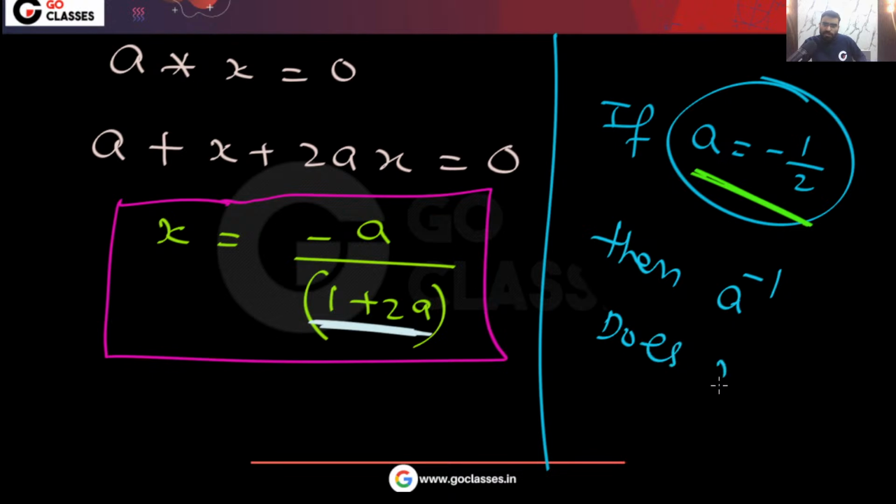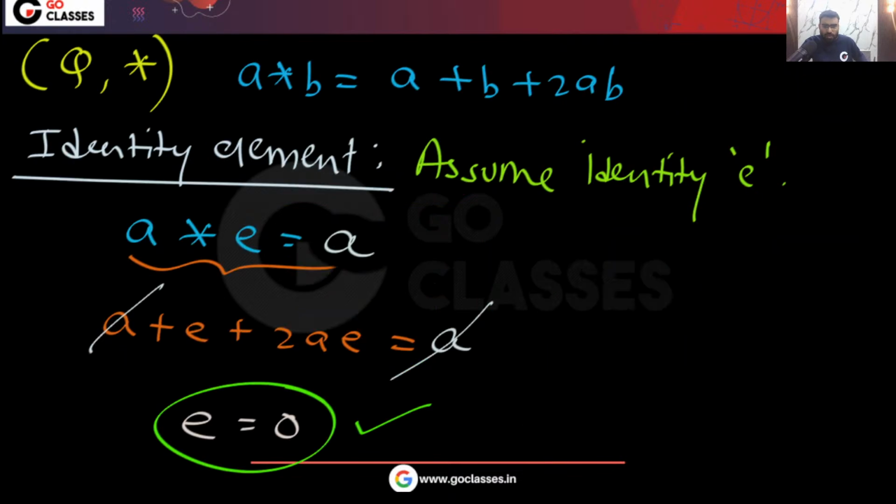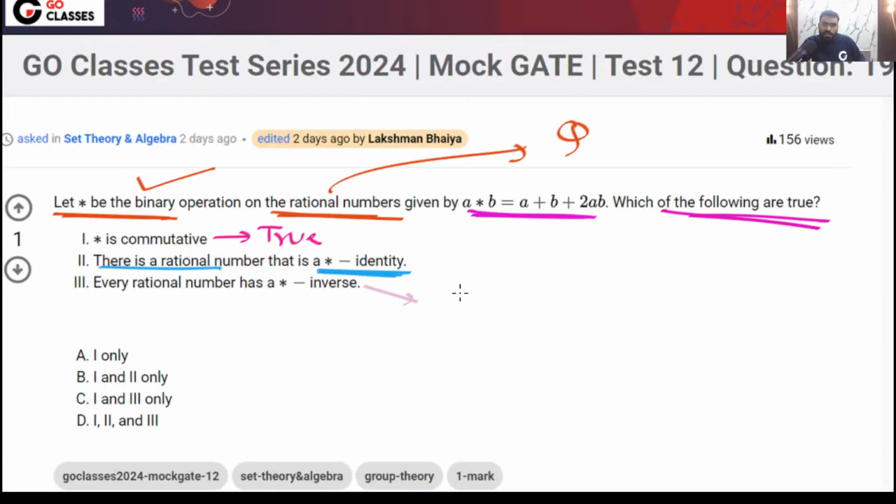So this is the simple question, that for this element, this is the only element, remember, for which inverse does not exist. So for this element, a inverse does not exist. So that is the reason the inverse property is not there. We don't have the inverse property. So this is basically false.